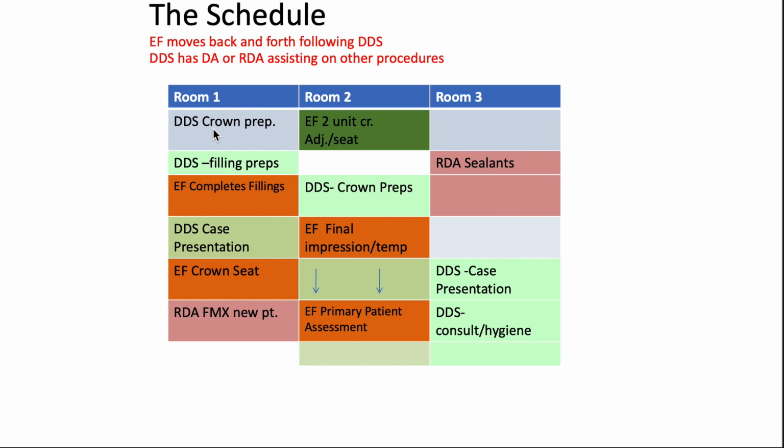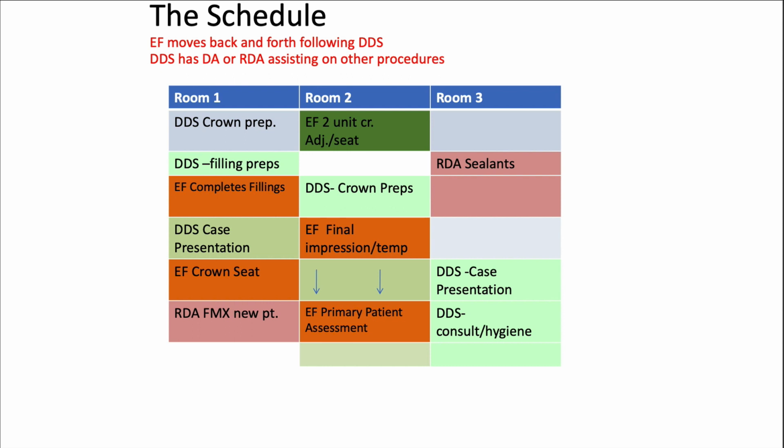And while the DDS is doing a crown prep and following through with that entire crown prep and finishing the procedure, the dentist is now done with that, and the dentist is over here cutting a prep because the EF2 now has come into this room and is assisting them with that preparation. And then the EF2 finishes these restorations while the dentist goes in the next room and cuts a crown prep. So on and so forth.